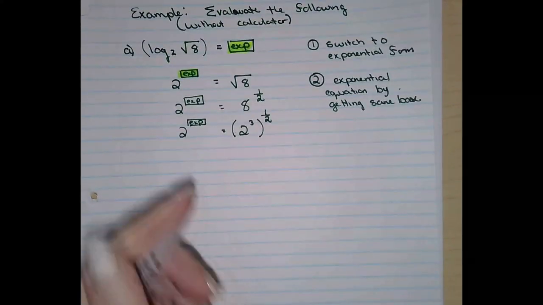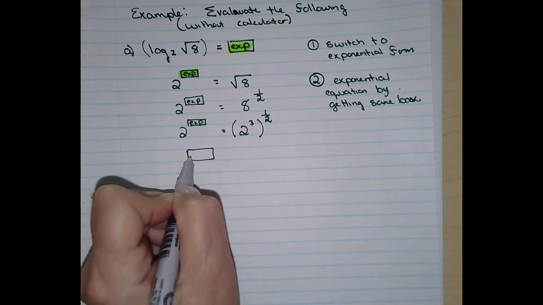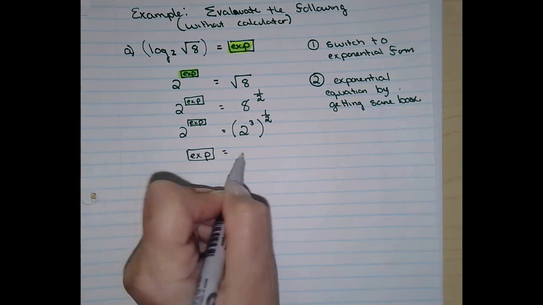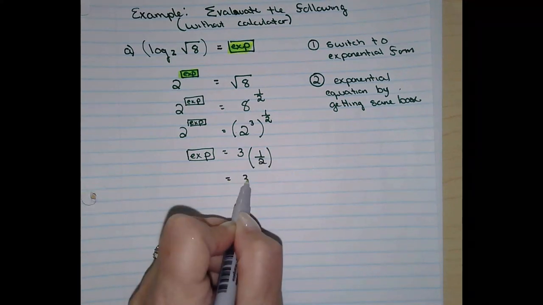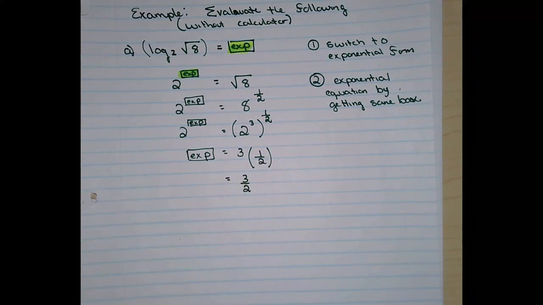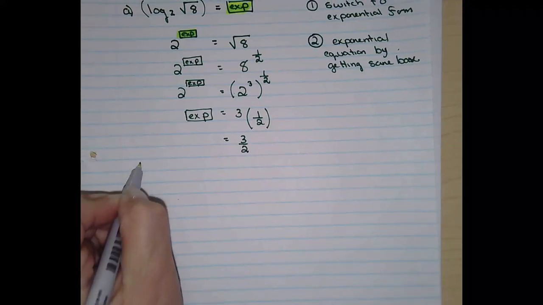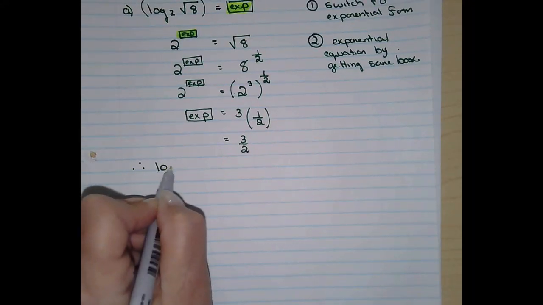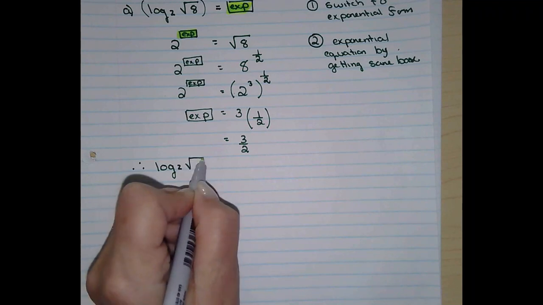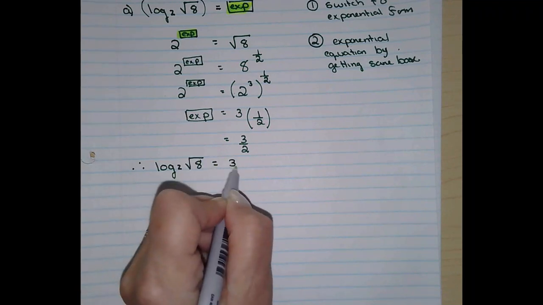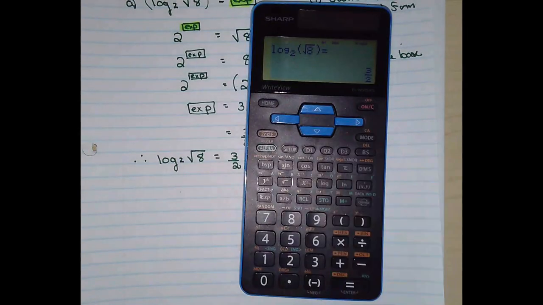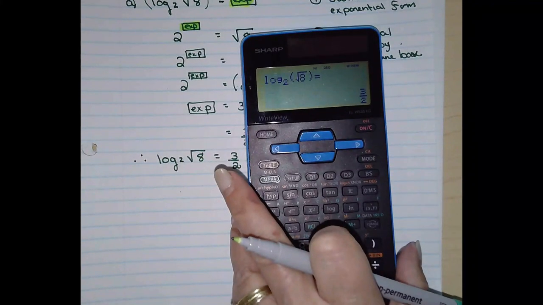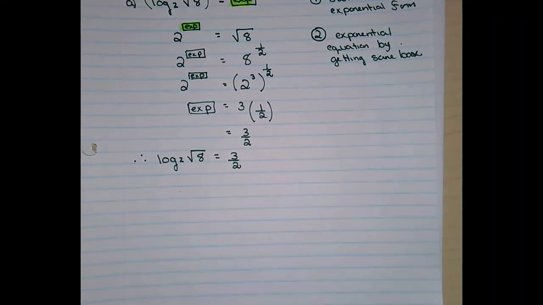And then, of course, drop the bases, 3 times 1/2. That's where you get your 3/2. So you can say log base 2 of root 8 is equal to 3/2, which is exactly what you got here on your calculator. It is equal to a number.